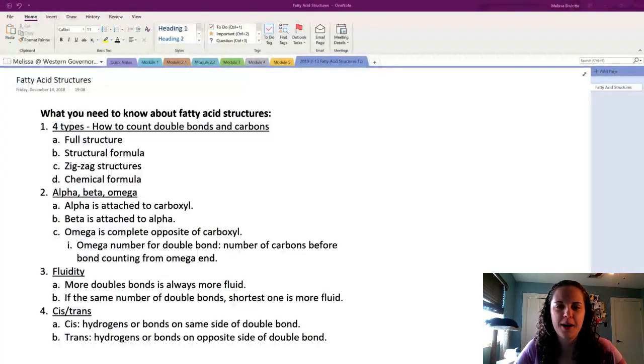Today we're going to talk about fatty acid structures. And as you can see on the screen, there's a lot you need to know about the fatty acid structures. But today we're just going to cover part one, the 4 different types of fatty acid structures. And as you can see, we need to know how to count the double bonds in these structures and the number of carbons in order to answer questions.